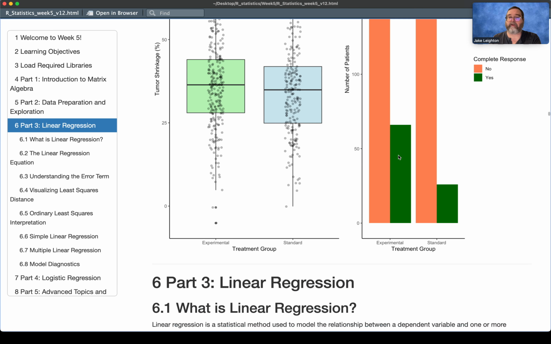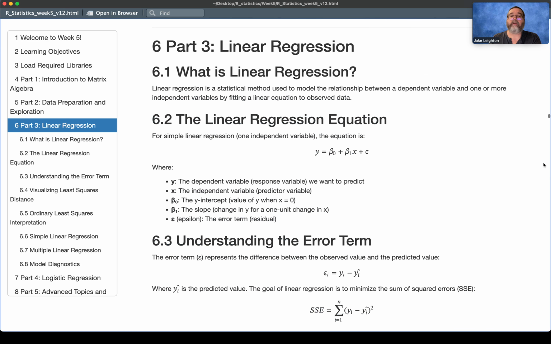With response, we didn't check the significance here, but we're seeing a pretty big difference in response between standard and experimental, and we do have more shrinkage. So we will hope to see a model that will show that. So that's all the background.